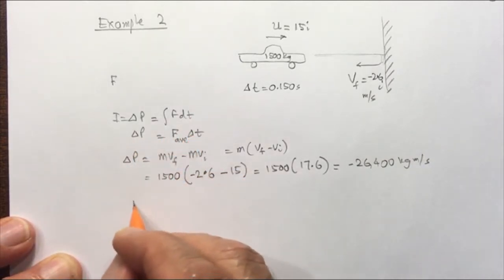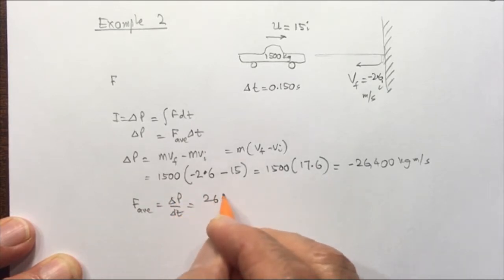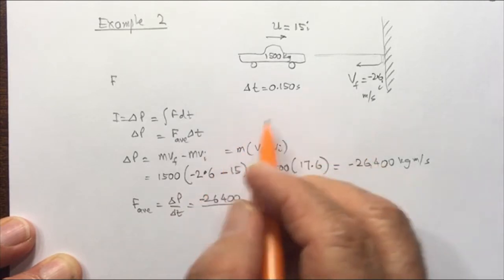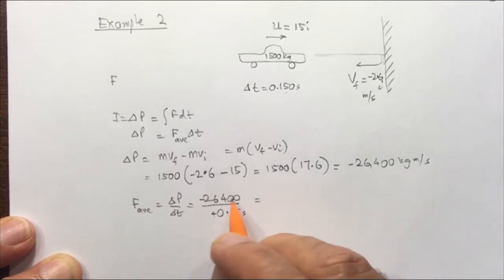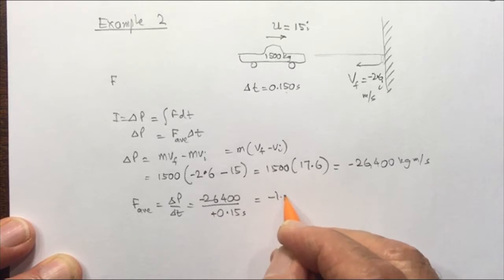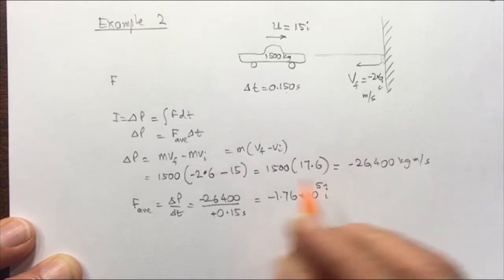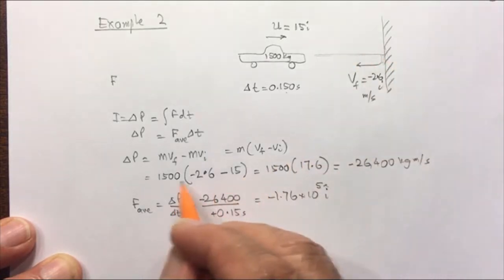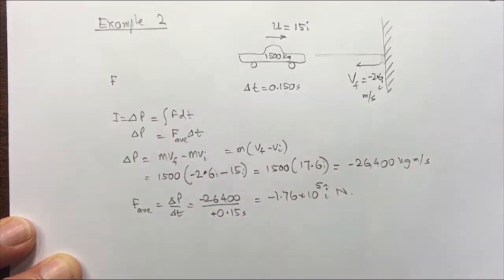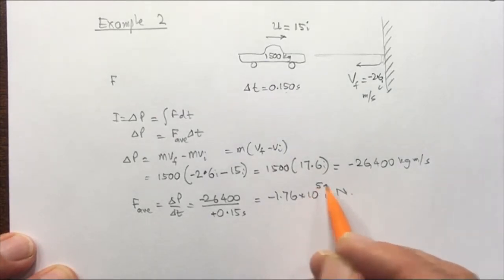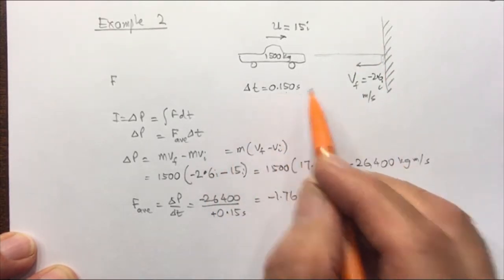And this is going to be equal to F average delta t, and therefore the F average is going to be delta p over delta t, which is 26,400 over the time, 0.15 seconds. So this is going to be a negative 1.76 times 10 to the power 5 i, because we can write it's in the i direction, newtons. So about 2 × 10⁵ newtons is the force that's exerted by the wall on the car, but for a very short time, for 0.15 seconds.